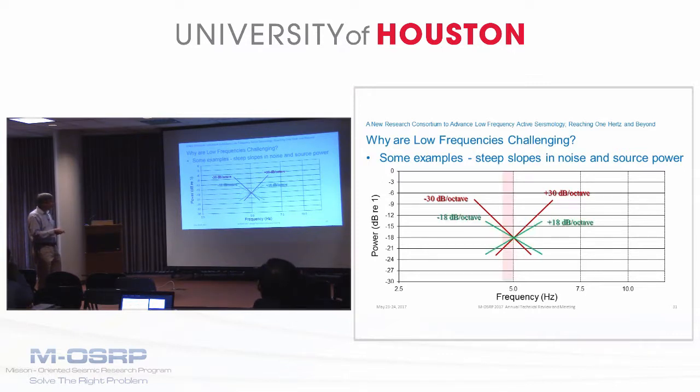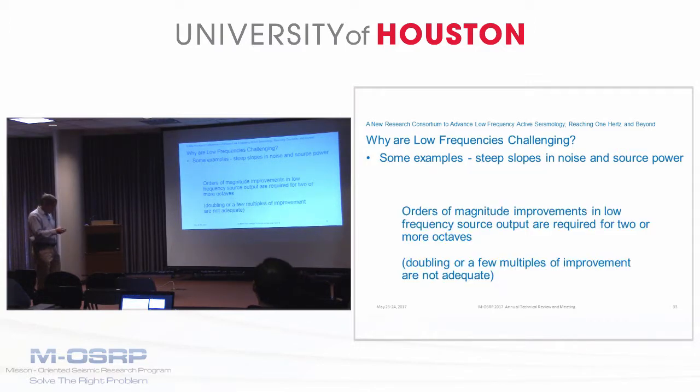Now, in some cases, we might be able to work in areas where the slopes are as low as 18 dB per octave. But even in this case, if I were to raise the source output 6 dB, I only achieve 0.17 octaves. So these slopes really represent a tremendous barrier to the low end. And once again, what that means is that doubling or a few multiples is not going to do it. We're really going to need orders of magnitude improvement in the source output at the low end.